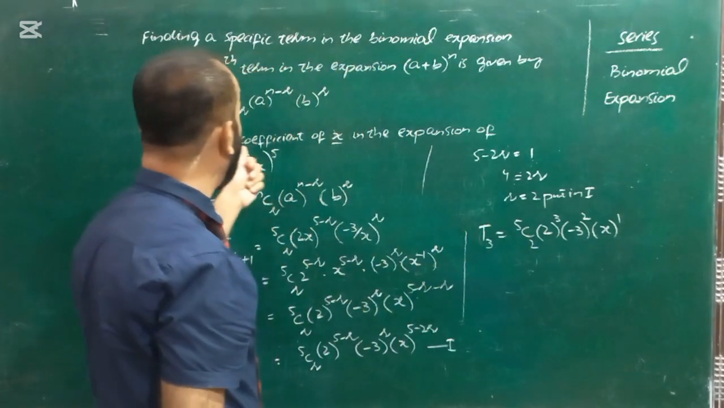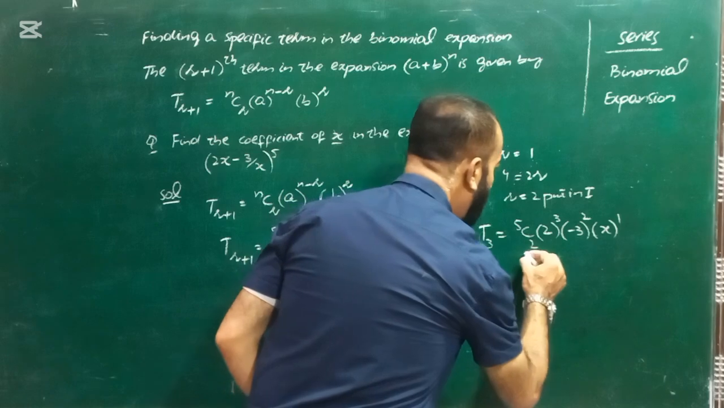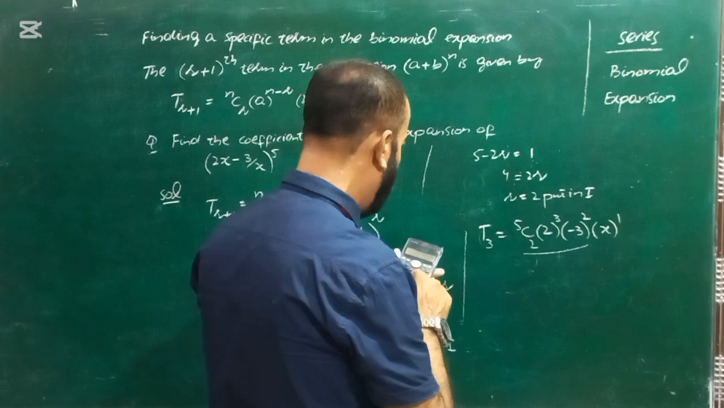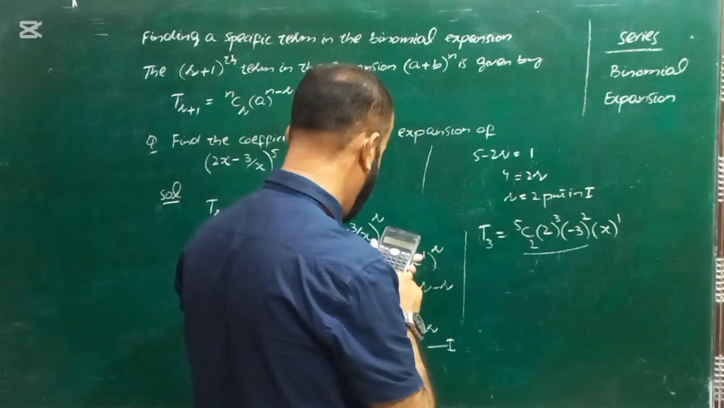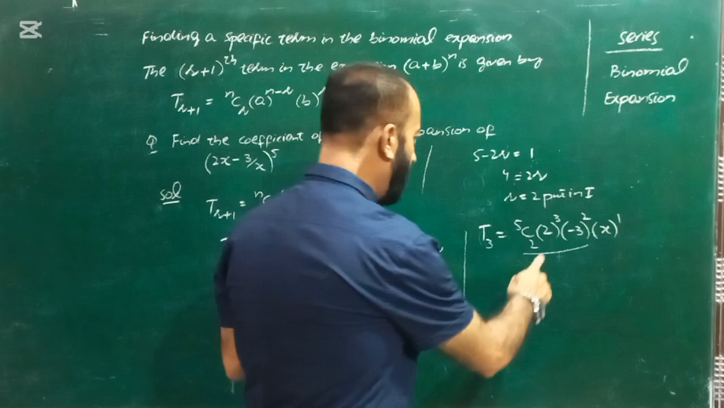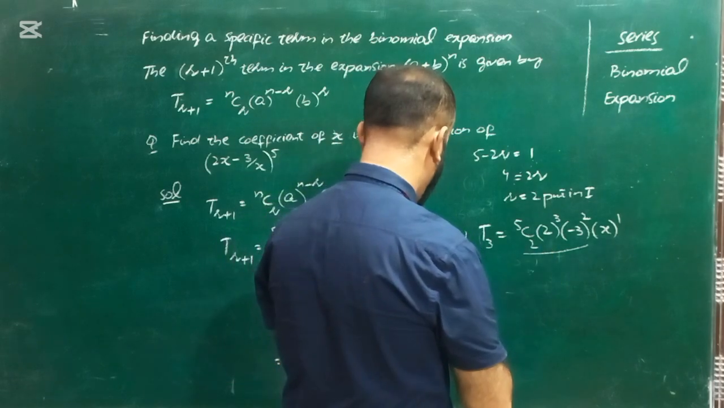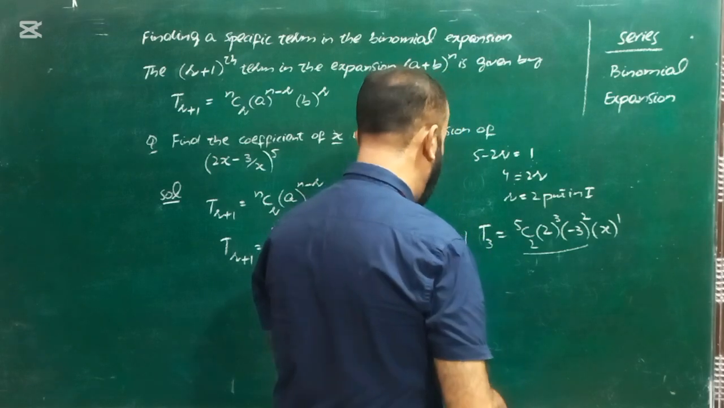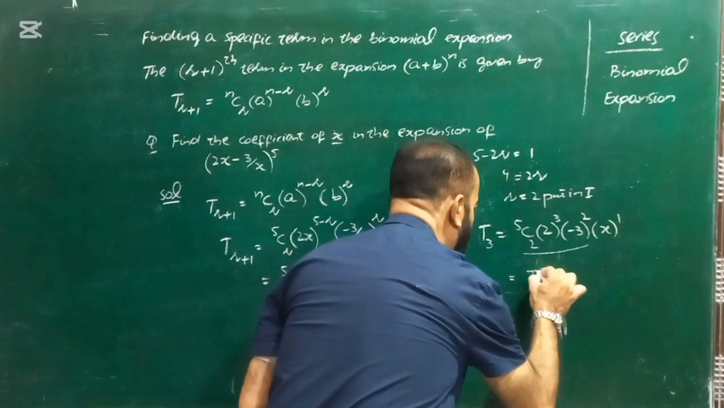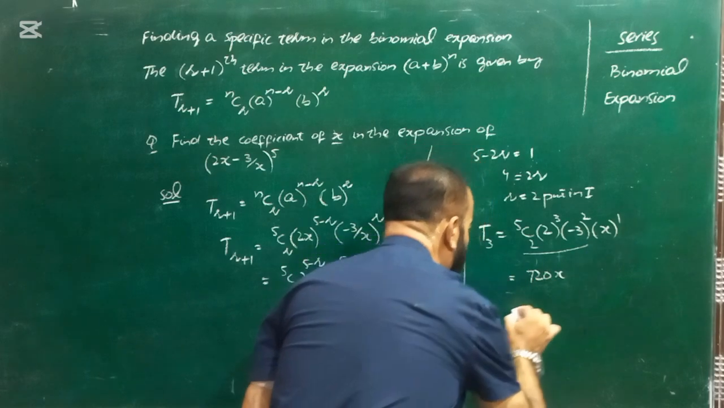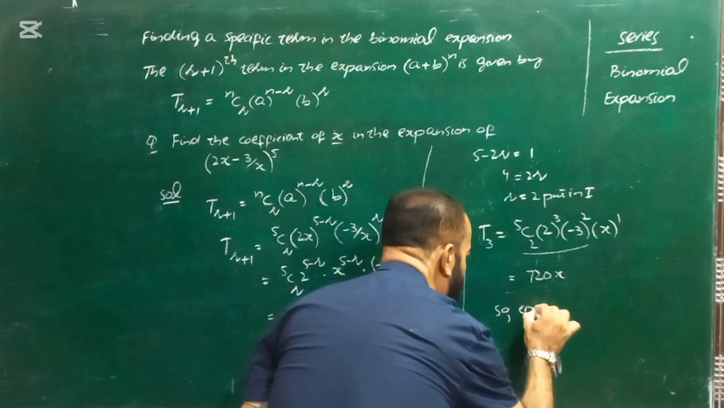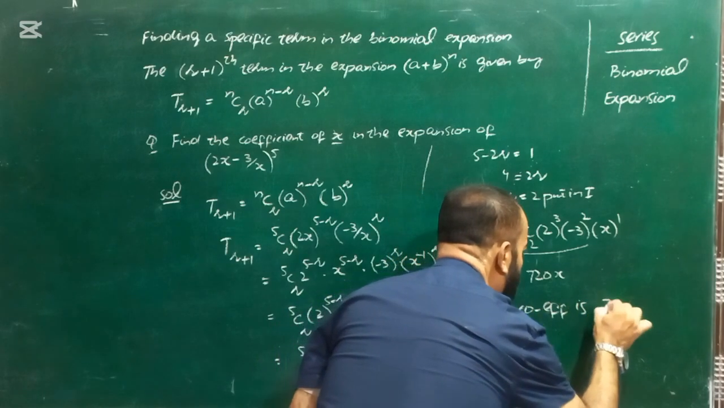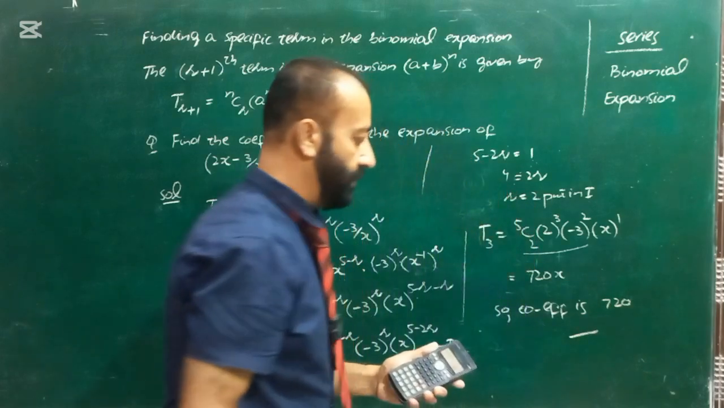So now the requirement is to find the coefficient of x. So this is the coefficient of x. So we will solve it on the calculator now. So 5C2, this is 10, 10 into 8, 80 into 9 will be 720. So 720x. So the coefficient is 720. So this is the answer.